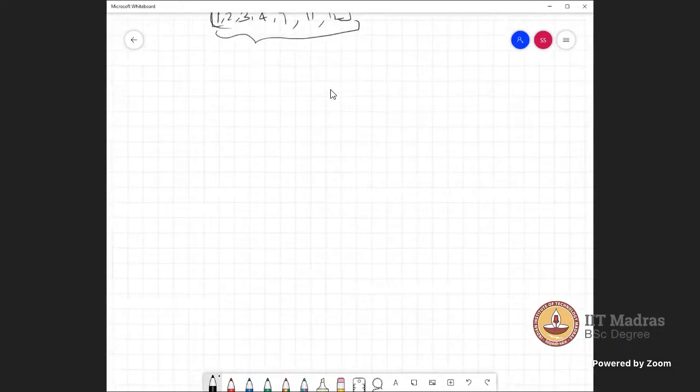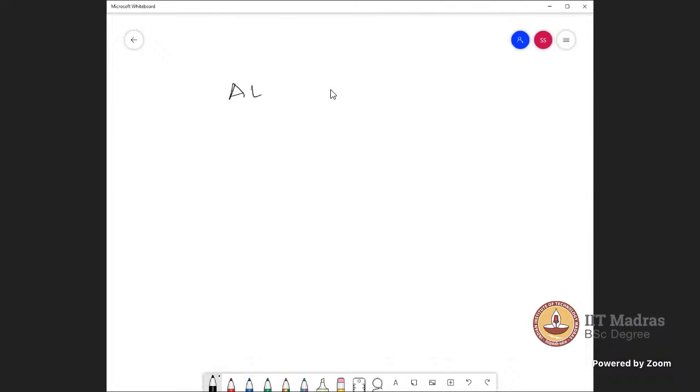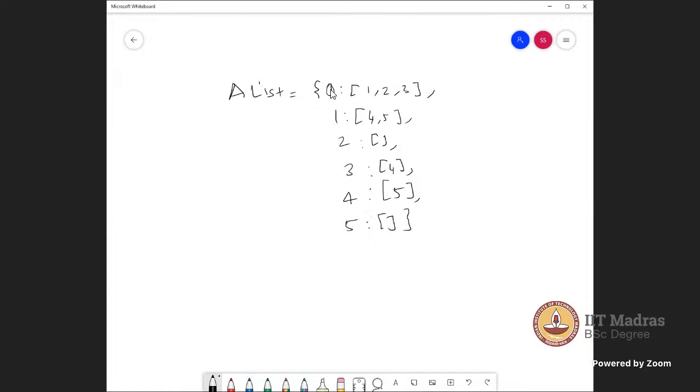Okay, sir. With an example, let's say an adjacency list. Let's say node 0 has some neighbours, 1 has 4 and 5, 2 has nothing, 3 has 4. Let's say it's a directed graph like that. 4 has 5, 5 has nothing. If you consider that you are doing any operation, say a simple operation, taking every element which is linked to a node i, then you are picking every element in this list.